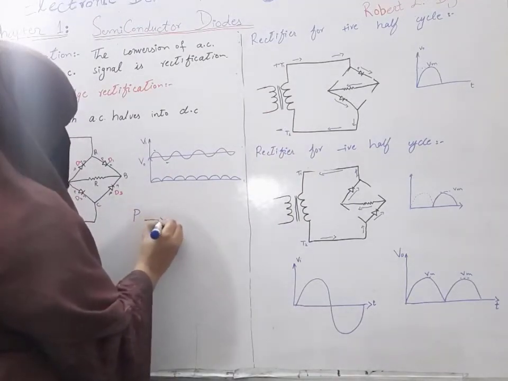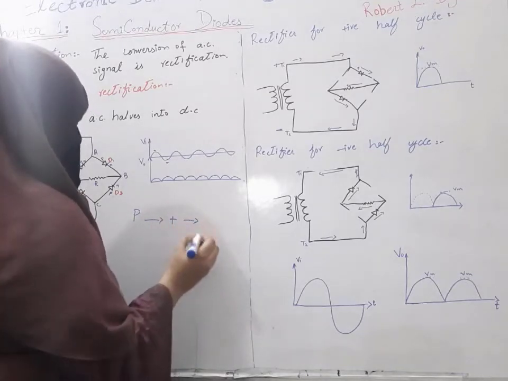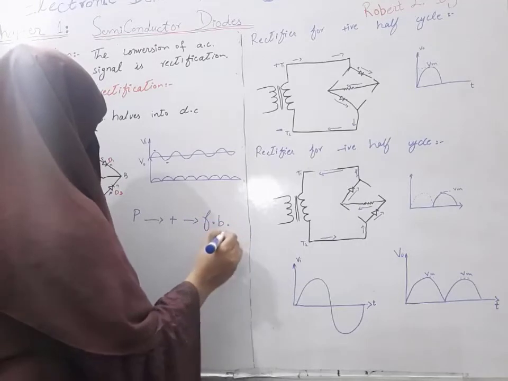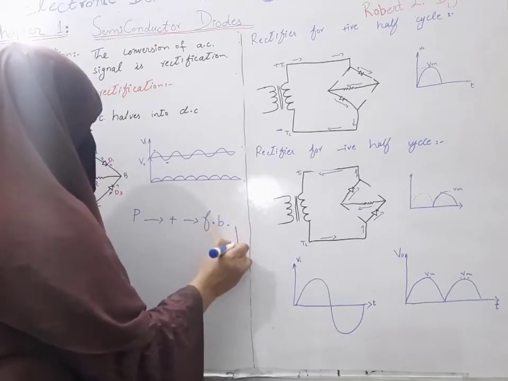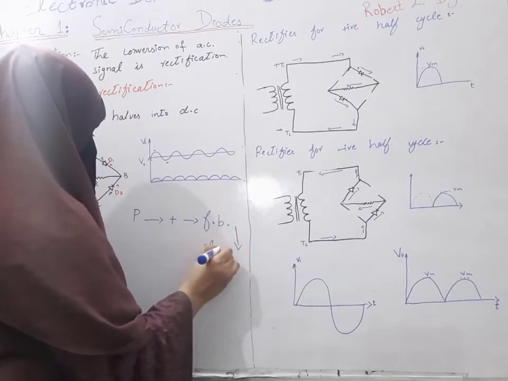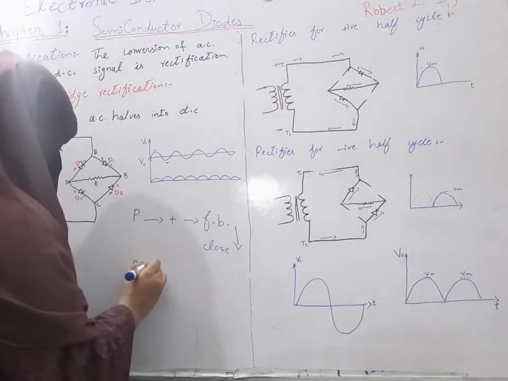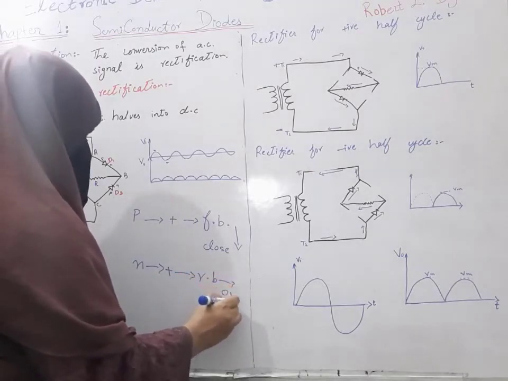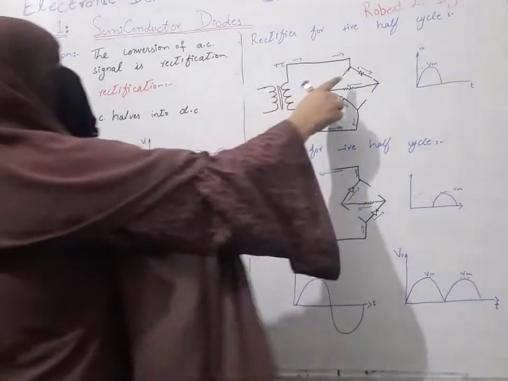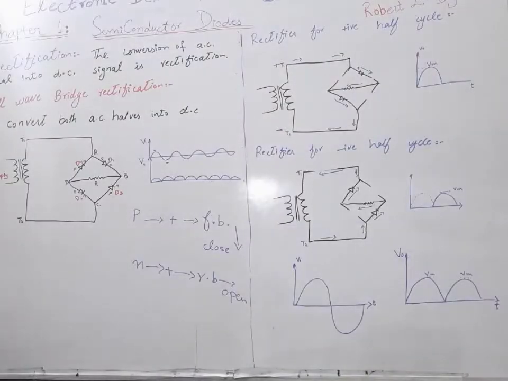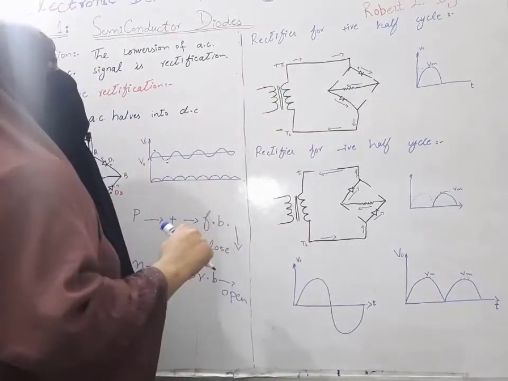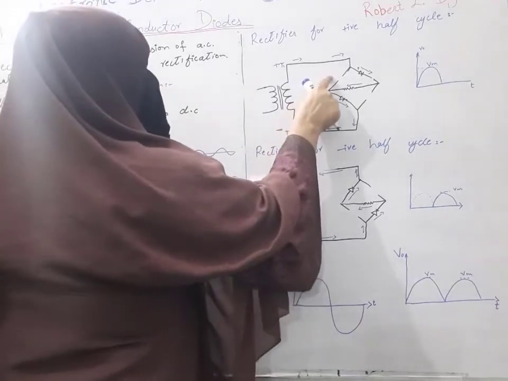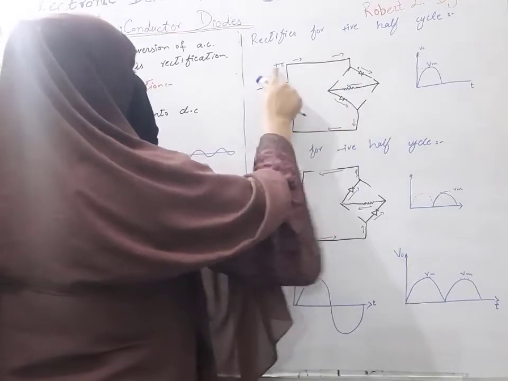When P is connected to positive terminal, then we will have the forward biased, and we will have closed circuit. When our N is connected to positive terminal, then we will have reverse biased and we will have open circuit. So in this case, our P is connected to positive terminal, so this diode will be forward biased and it will act as the closed circuit. This diode will act as the open circuit because our N is connected to the positive terminal.